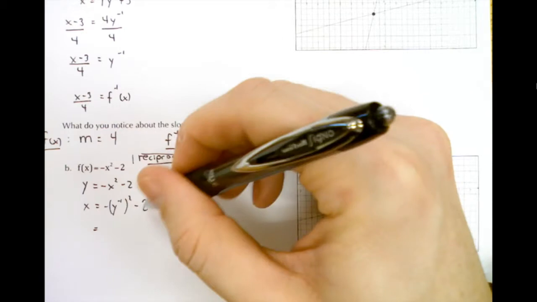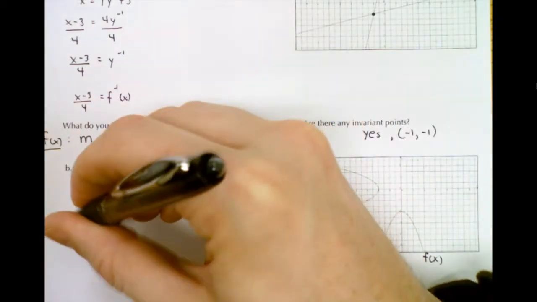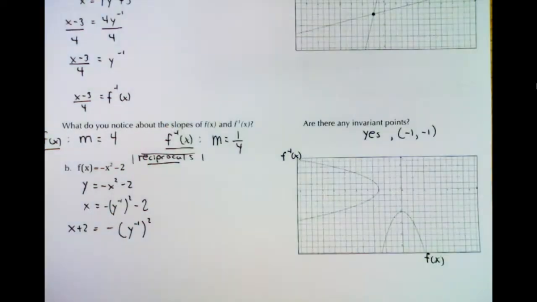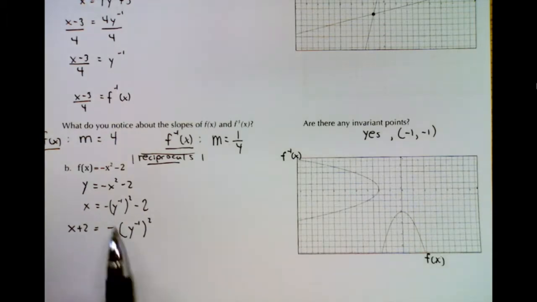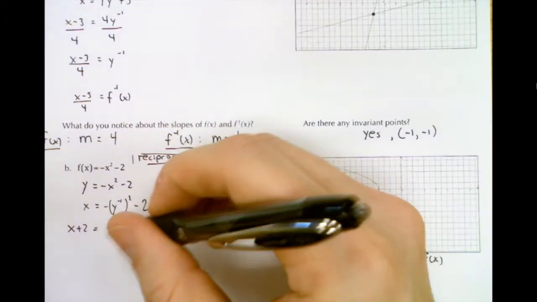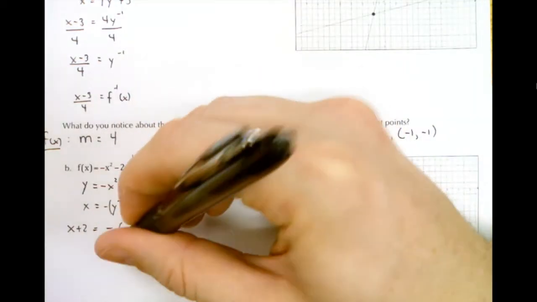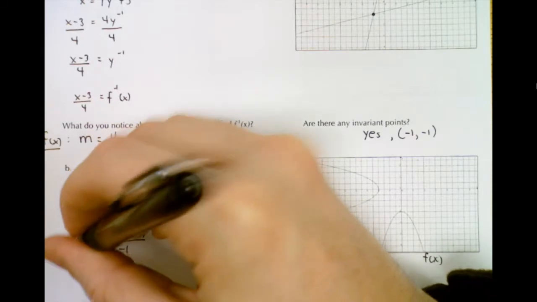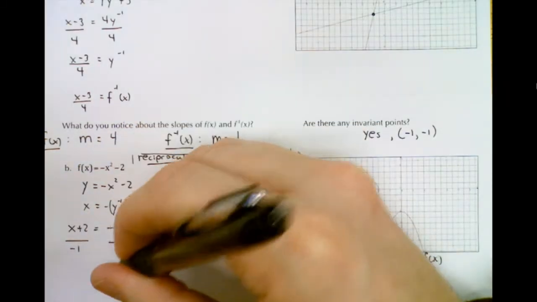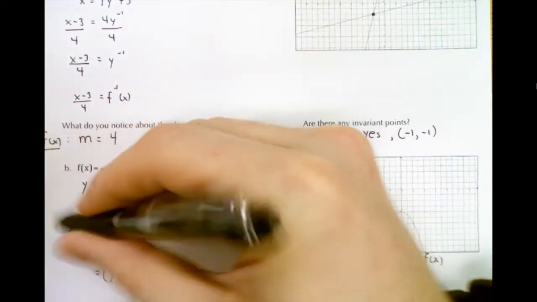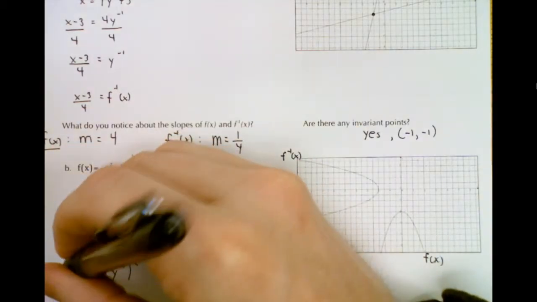So let's start isolating. We can add 2 to both sides. We get x plus 2. We've got a negative in front of a bracket that has y inverse in it, and that bracket is squared. Now we need to undo this negative. The opposite of this is like -1 times. So to undo it, you could either multiply both sides by -1, or you could divide both sides by -1. I'll divide. So let's divide by -1. Dividing by -1 gets rid of the negative sign, so now we just have y inverse squared. And over here, 1x divided by -1 would be -x, and 2 divided by -1 would be -2.